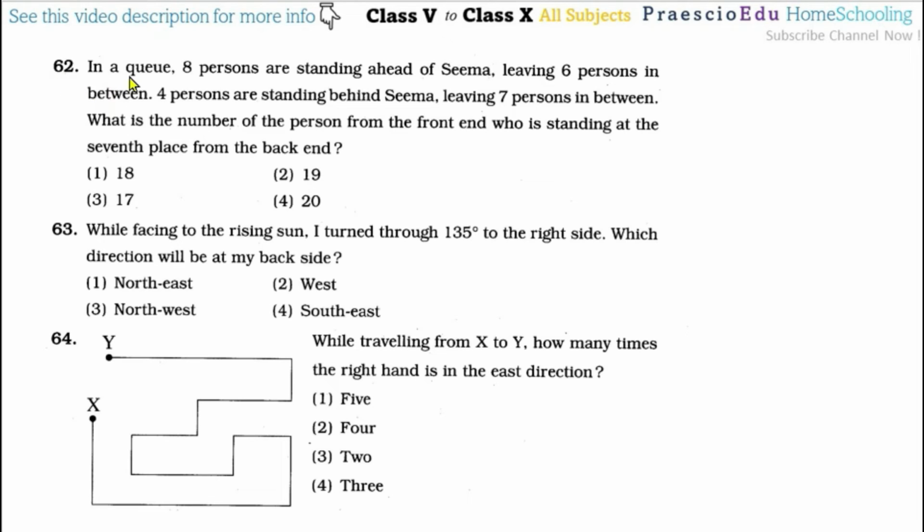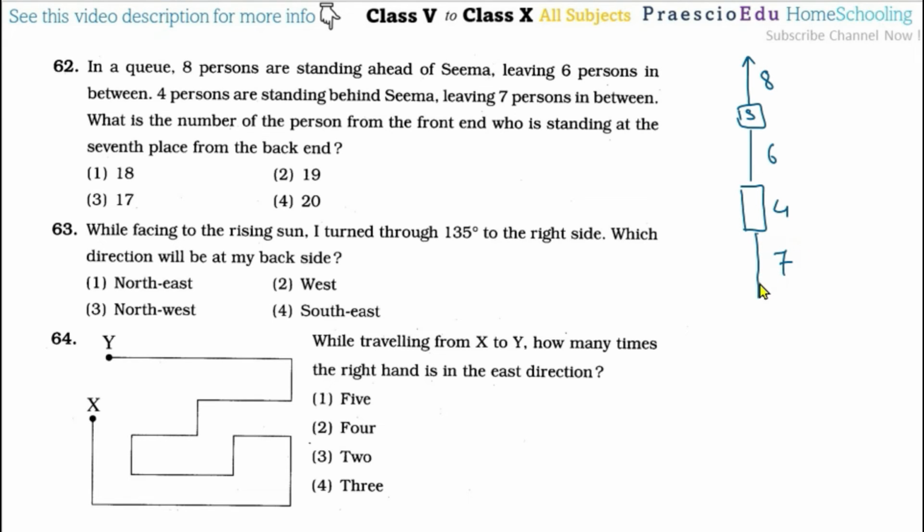Now question number 62. In a queue, 8 persons are standing ahead of Sima. So ahead of Sima, 8 persons. Suppose Sima is here, then leaving 6 persons in between. 4 persons are standing behind Sima, leaving 7 persons in between. What is the number of the person from the front end who is standing at the 7th place from the back end? So after this one, there are the 7.